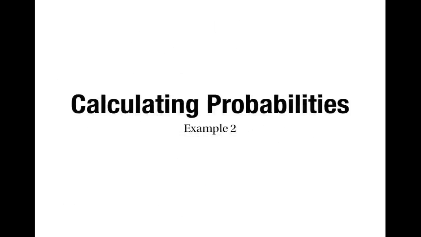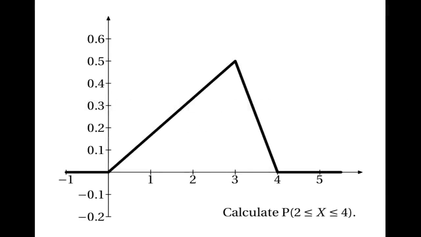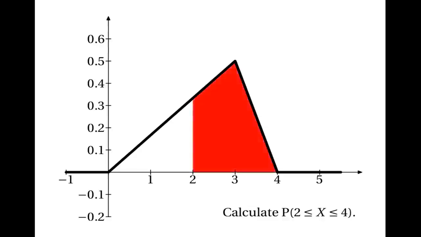Okay, here's another example to do with calculating probabilities. This time, here's the graph of a probability density function, and I'd like us to find the probability that x is greater than or equal to 2 and less than or equal to 4. That's this area. Now this time we don't need to use integration in order to find the area. We can just use some simple geometry. And one way of doing it would be to split the area up into a trapezium and a triangle and to find the area of these two shapes.